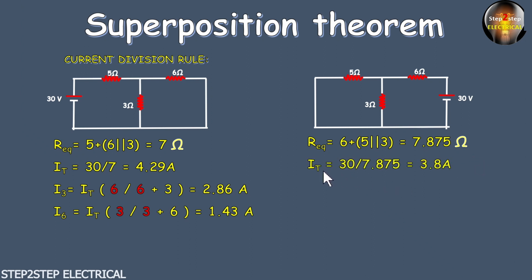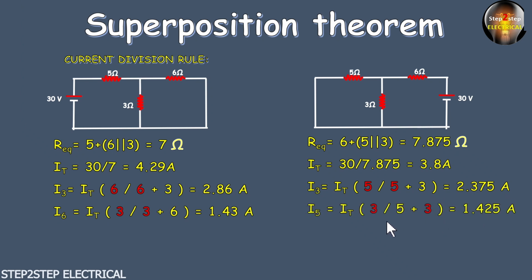And after that we will find the total current. So the total current is 30 by 7.875, that's 3.8. We can apply the current division rule to find the branch current to this 5 ohm and 3 ohm. So the current through this 3 ohm is IT, the total current, that is 3.8 into 5 by 5 plus 3. Here 5 is in numerator because we are finding the current through these 3, and in denominator the sum of these two resistors, and it is going to be 2.375 ampere. Similarly, I5 is IT into 3 by 5 plus 3, that is 1.425 ampere. In this way we can apply the current division rule, and I think you have understood this current division rule.